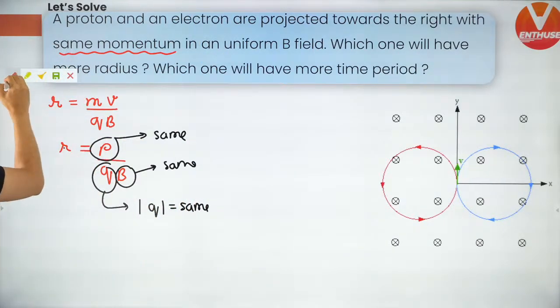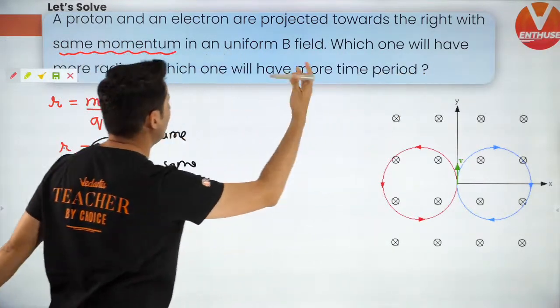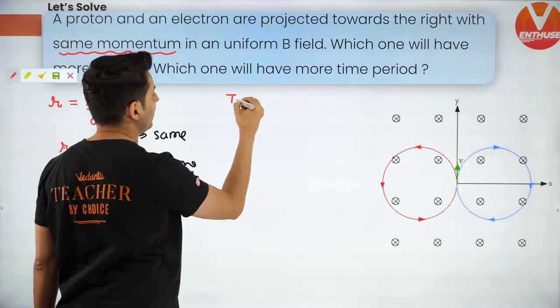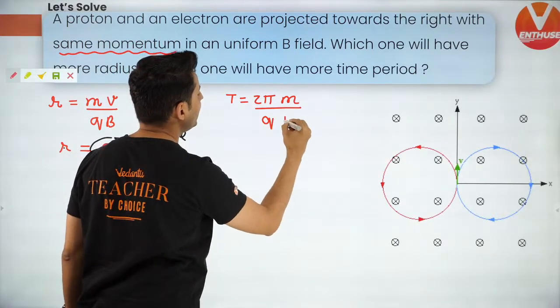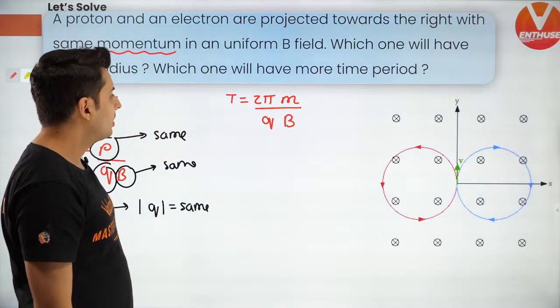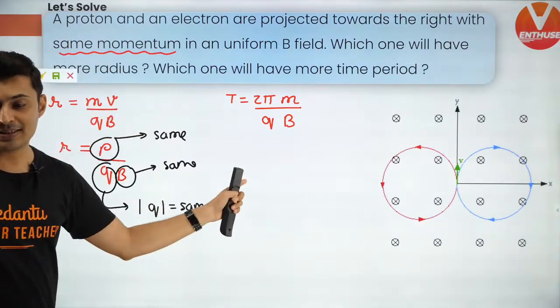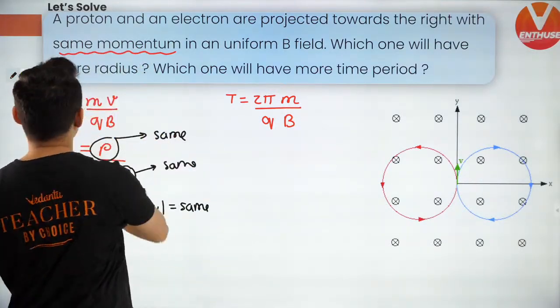All right. Now, let's think about the time period. Which one will have more time period or less time period? What was the formula for time period? The formula for time period was 2 pi m by qB. The best part, it is independent of velocity. Radius will be the same, but will the time period be the same? Think about it carefully, guys.